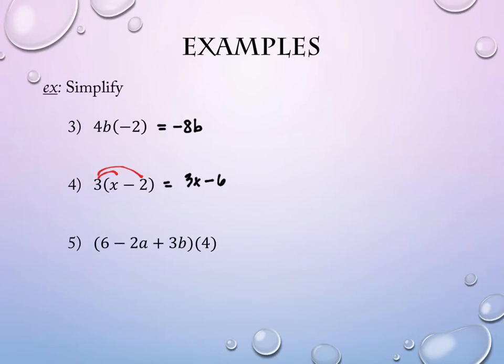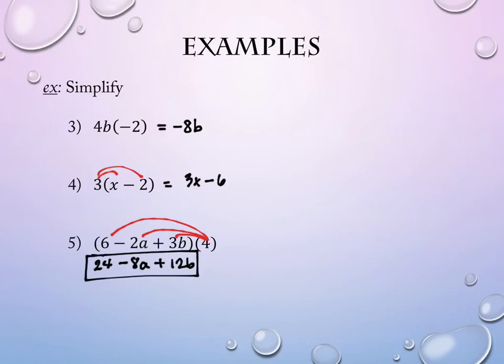Now number 5 is actually another distributive property. It doesn't quite look like all the properties the way they were written before because there's 3 things being added and subtracted, but it works the same way. We can distribute across 3 items just as easily as across 2. So I have 4 times 6, which is 24. I have 4 times negative 2a, which is negative 8a, and I have 3b times 4, which is 12b. And none of those terms are like terms, right? One's got an a, one's got a b, one doesn't have any of that. So there's no way to combine them, and we're done at that point.